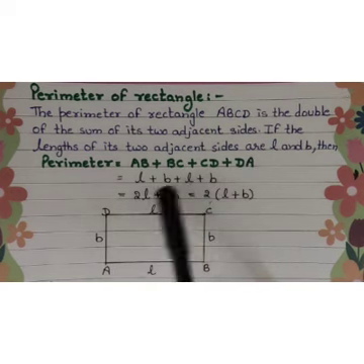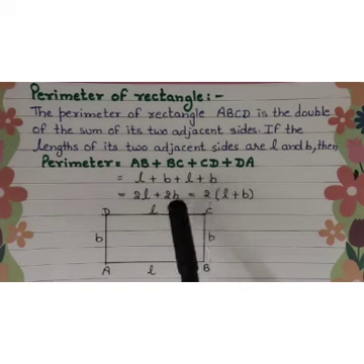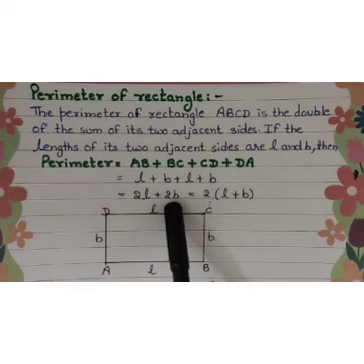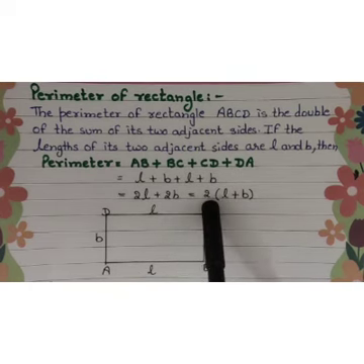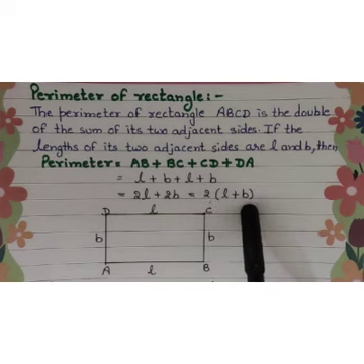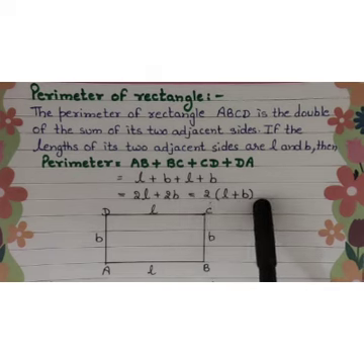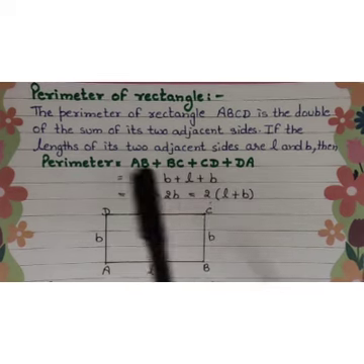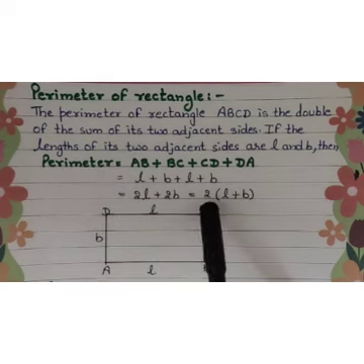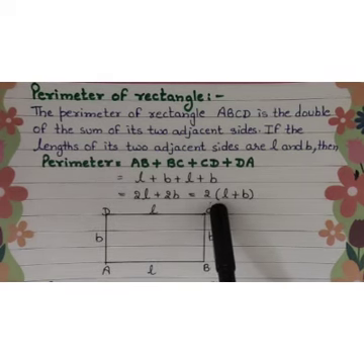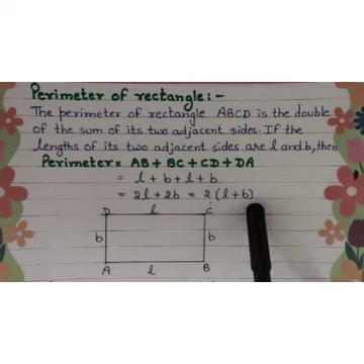Now, L plus L is 2 times L. B plus B will be 2 times B. By taking common 2 from both terms, we get 2 times L plus B. Thus, perimeter of rectangle will become 2 multiply length plus breadth.